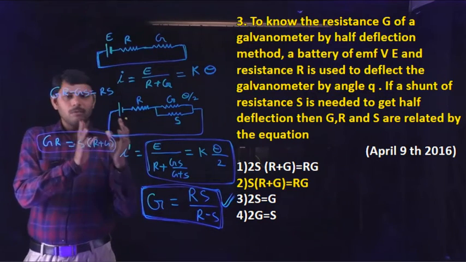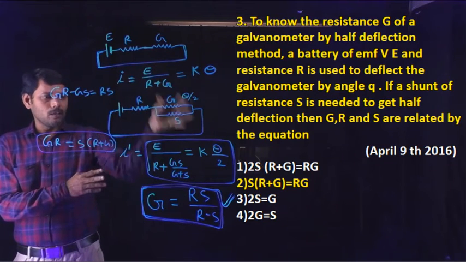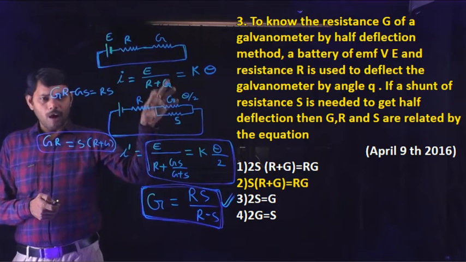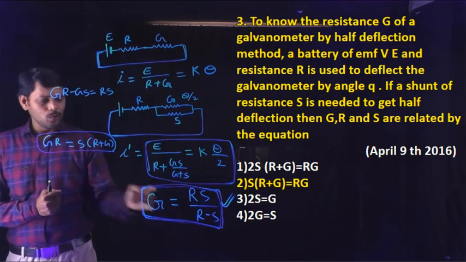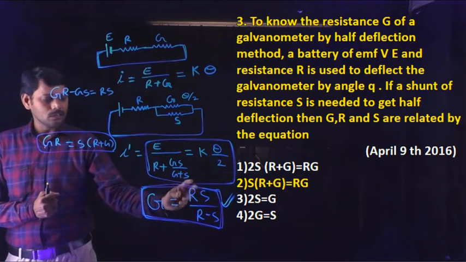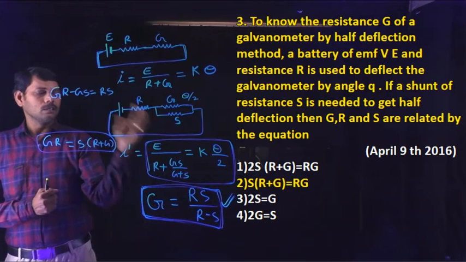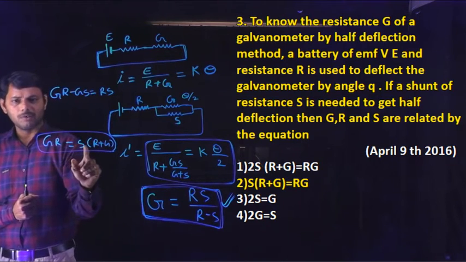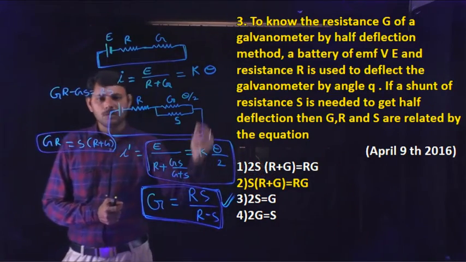To give you some information and make you perfect in this concept, I explained all these things. But from an exam point of view, if you have a half deflection method problem of a moving coil galvanometer converted to an ammeter, use this formula directly. You start the problem from this formula. The galvanometer resistance in the half deflection method, where R is the series resistor for the battery, is R into S by R minus S. On cross multiplying we get GR minus GS is equal to RS. Then GR is equal to S into R plus G. This is the given answer. In the second option we have this value.